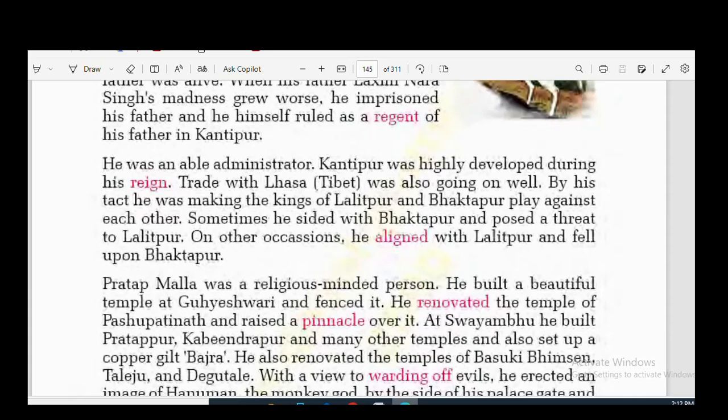He was an able administrator. He was a very good administrator. Kantipur was very developed during his period. The trade with Lhasa, Tibet was also very good and going well.